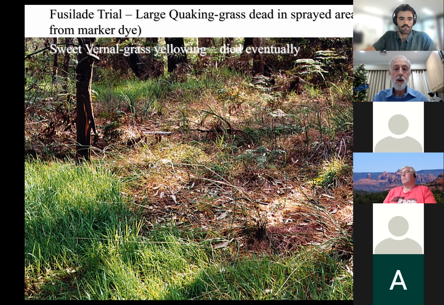The other thing is that clethodim also kills Vulpia species, although I'm told that it's not super effective, but it does control Vulpias and it's on label for Vulpias, such as squirrel tail fescue. Whereas fluazifop, it's not on label because it's not at all effective on those. So you can use herbicides.